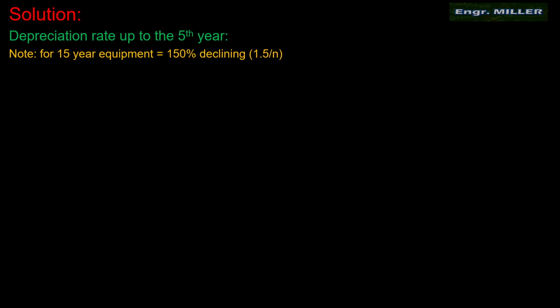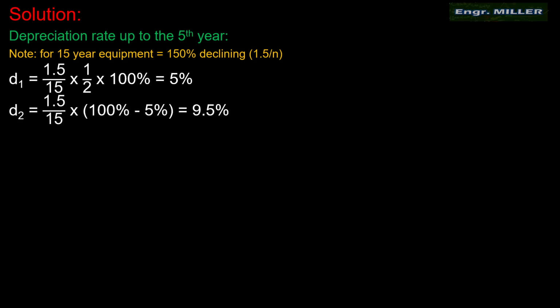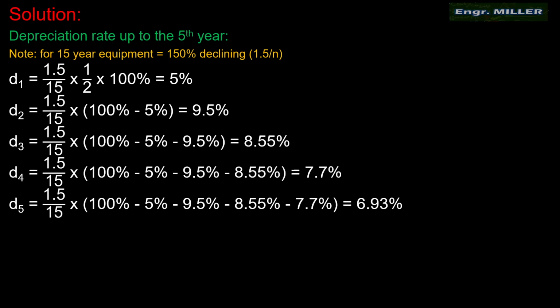So, how does that work? Well, the same thing, magbabago lang si 2 over n, magiging 1.5 over n. So, 1.5 divided by 15 years, kasi 15 years yung n, times 1 half, dahil ito ay first year, times 100. So, the first depreciation rate is 5%. Second depreciation rate, 1.5, mawawala yung 1 half, times 1 over 15 times 100 minus yung 5% sa taas, 9.5%. And so on sa third year, sa fourth year, and fifth year.